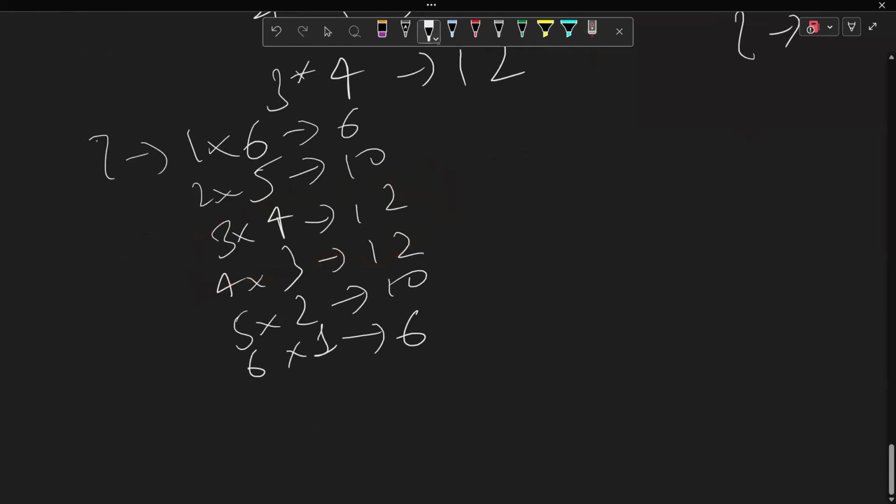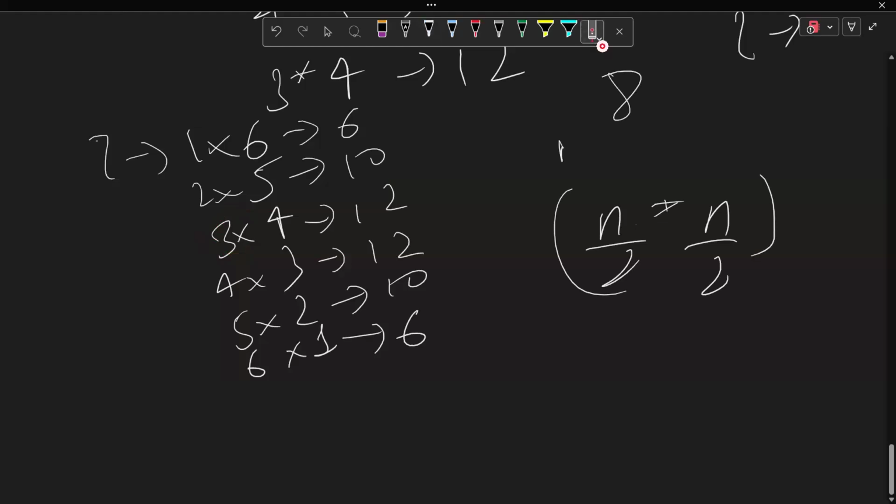If n is even, say n is 8, the best you would get would be n by 2 into n by 2. That's the best you can get. And if n is odd, it would be the ceil of n by 2 multiplied by the floor of n by 2, like 3 into 4. So this middle value would always be the greatest.